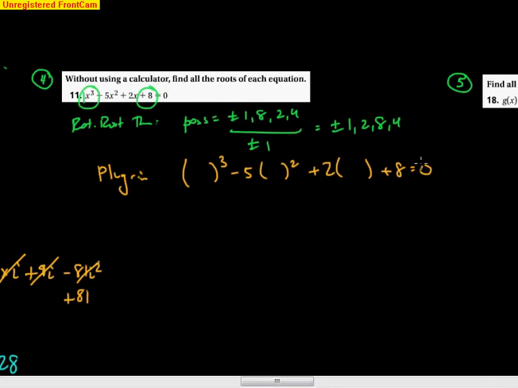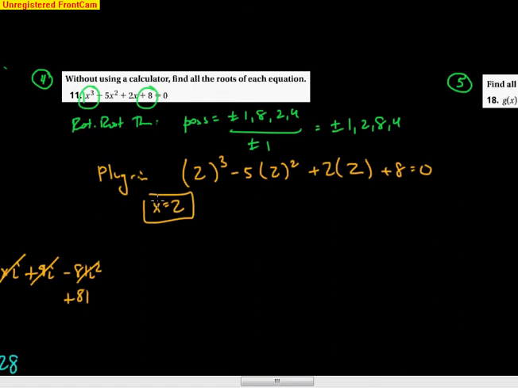I think on the quiz I'm going to give you the list, but I'm going to give you the number that works. And if you plugged in yourself, 2 works. So 2 creates a 0 here. So that means that x equals 2 is one of the roots.